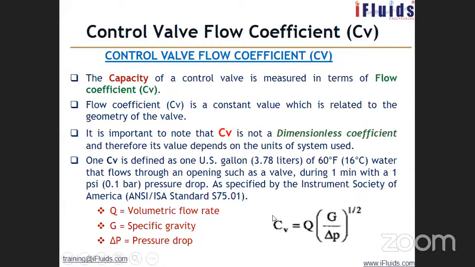The valve coefficient can be calculated using this formula. Valve coefficient CV is equal to Q, which is the volumetric flow rate, multiplied by the square root of G, the specific gravity of the fluid, divided by delta P, the pressure drop across the valve. So the specific gravity by pressure drop under the square root, multiplied by the volumetric flow rate, is the valve coefficient.